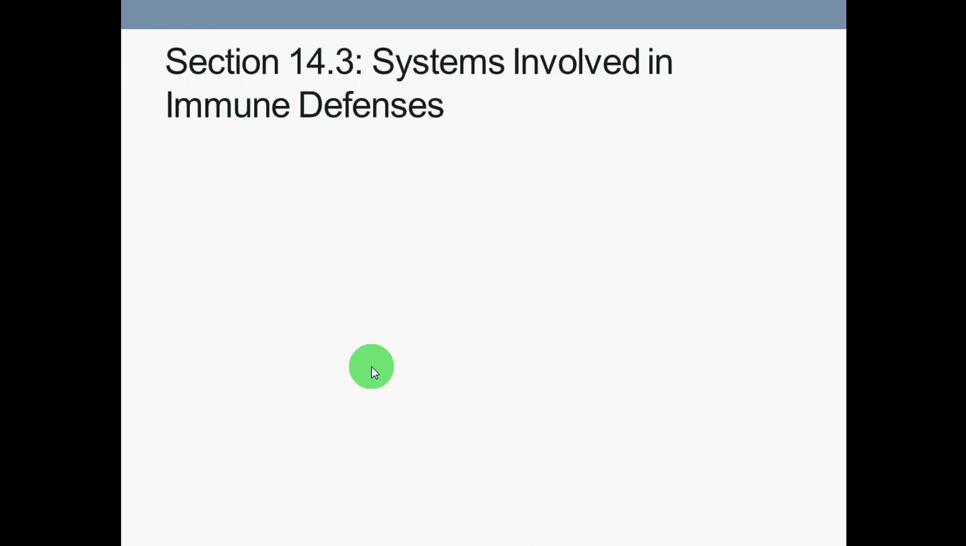The next step that I'd like to talk about are other body systems that are involved in immune defenses. So we talked about that outermost barrier, the skin, the mucous membranes, and all of those outermost barriers that protect your portals of entry from getting microbes into your body. Now let's talk about internal body systems that are involved in your immune defenses.